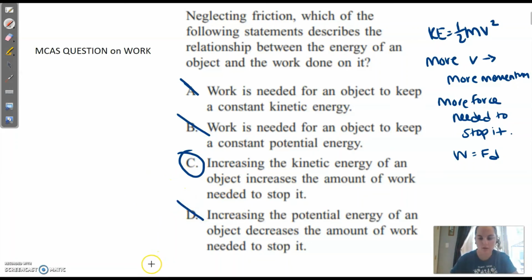An increase in potential energy, there would be an increase in work needed to stop it. And so the increase in the kinetic energy of an object increases the amount of work needed to stop it. That is the only one that is true. And so if you look back at our equation, kinetic energy is equal to 1/2 mv squared. The more velocity that you have, the more momentum that you have. And the more momentum that you have, the more force that is needed to stop that momentum. And so that force is equal to your distance over time. So really, that's work. All right, so the more work that is required in order to stop it.